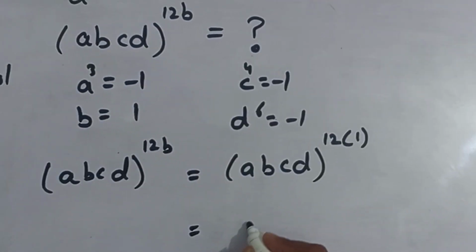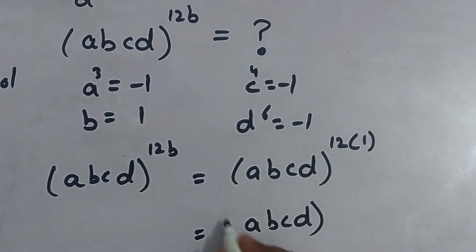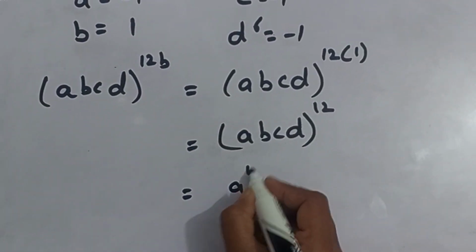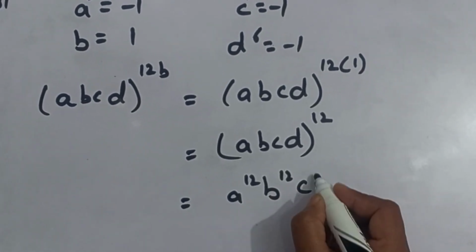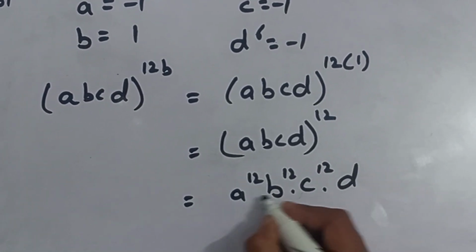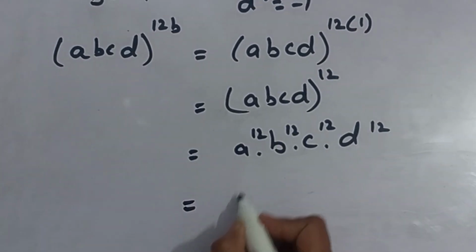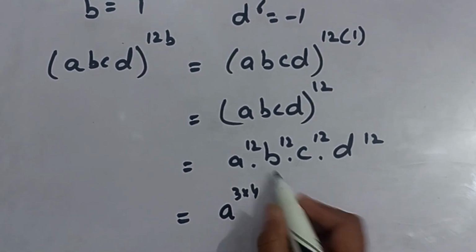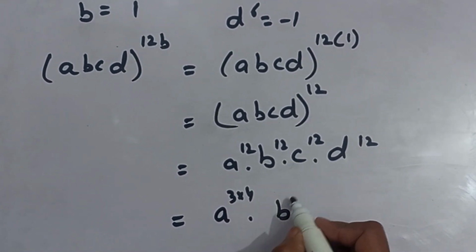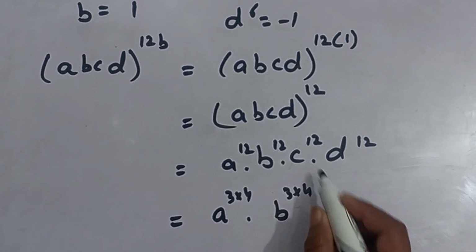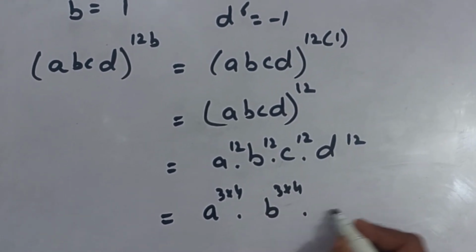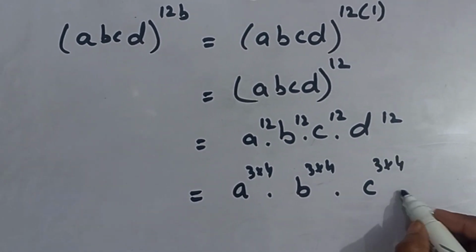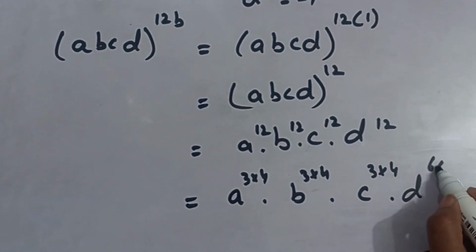So we have the product a b c d whole raised to the power 12, and we write this as a raised to the power 12, b raised to the power 12, c raised to the power 12, and d raised to the power 12. We write a raised to the power 12 as 3 multiply 4. We write b raised to the power 12 as b raised to the power 3 multiply 4. We write c raised to the power 12 as c raised to the power 3 multiply 4, and d raised to the power 12 as 6 multiply 2.